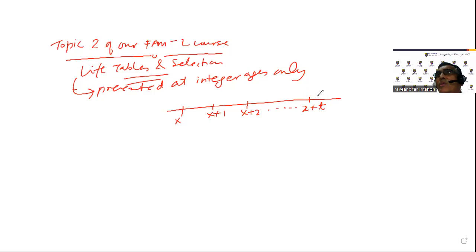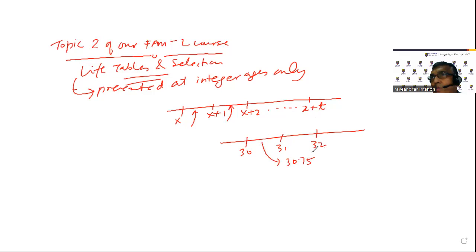So what we want to do is not only talk about probabilities and stuff like that at integer age values, but also at ages between integers. We also want to deal with what happens here. In addition to what happens at age 30, 31, 32, and so on, we also want to know what happens at age 30.75. So this is in between integer ages. We want to figure out how to deal with those things, probabilities and stuff like that.